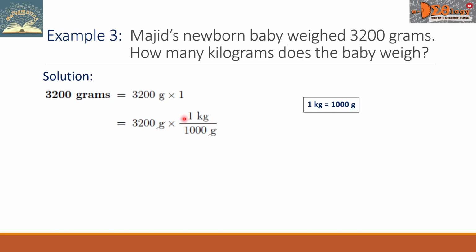Then we multiply 3,200 times 1, then divide by 1000. And the answer is 3.2, and we copy the remaining unit kg, that is kilogram. So our answer is the baby weighs 3.2 kilograms.